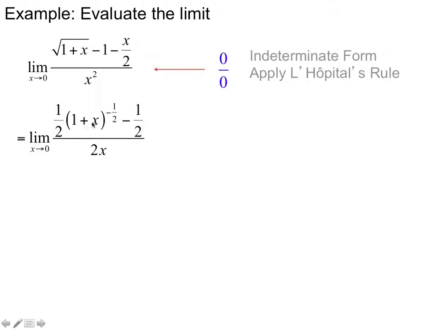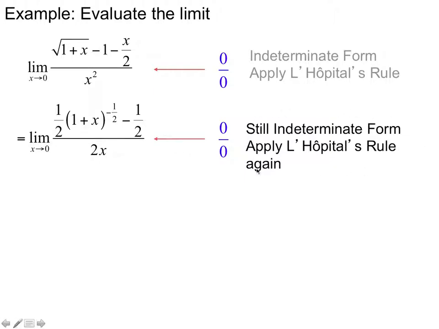So there's the derivative. Now when we plug in 0, we still get 0 over 0. So we have another L'Hopital's to do. So we take the derivative, bring down the power, we get minus a quarter times (1 plus x) to the minus 3/2. This is 0. This is 2. The derivative of this is 2. So we end up with this.